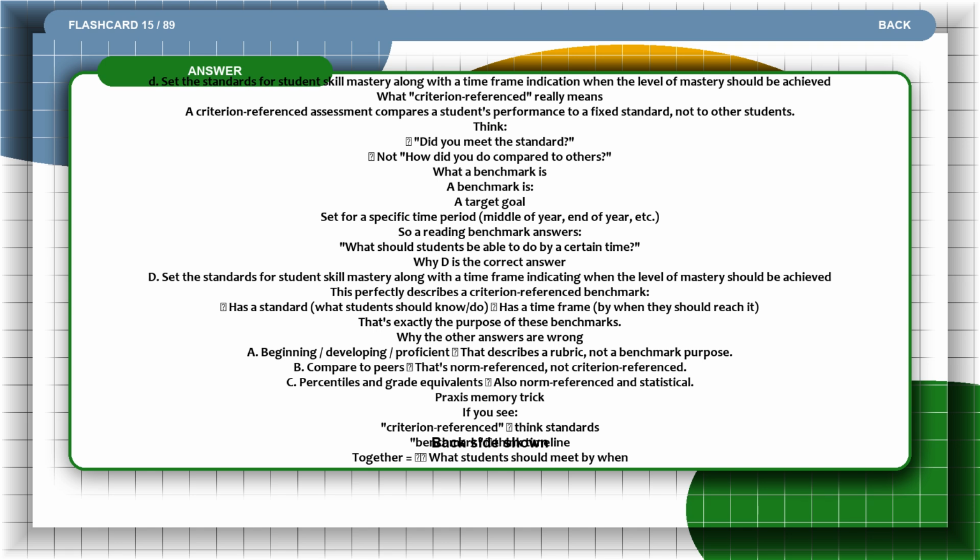Praxis memory trick. If you see criterion referenced, think standards. Benchmark, think timeline. Together equals what students should meet by when.